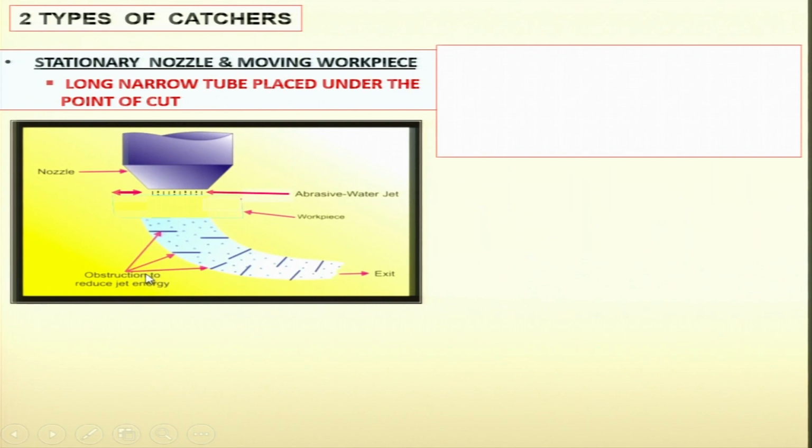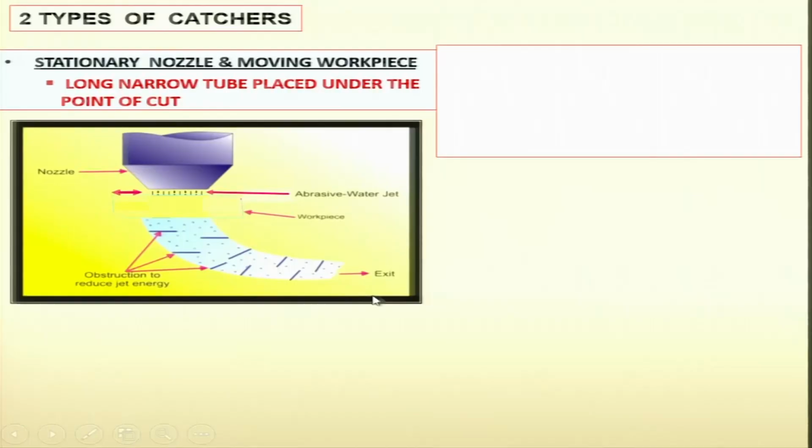These are the obstructions to reduce the jet velocity, because I mentioned to you that jet velocity may be as high as 800-900 meter per second. So it should be reduced before the water enters into the tank, otherwise it will cut the tank itself. So it is reduced with the help of these obstructions over there and before it exits.